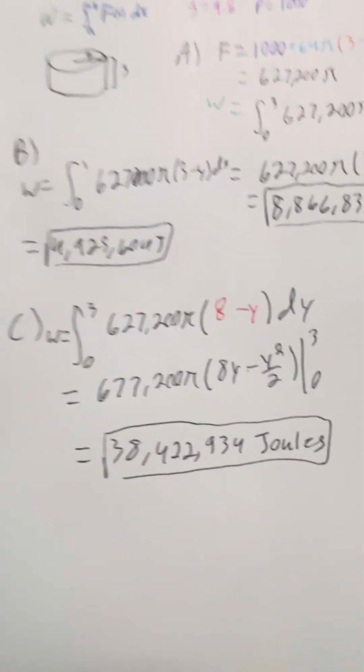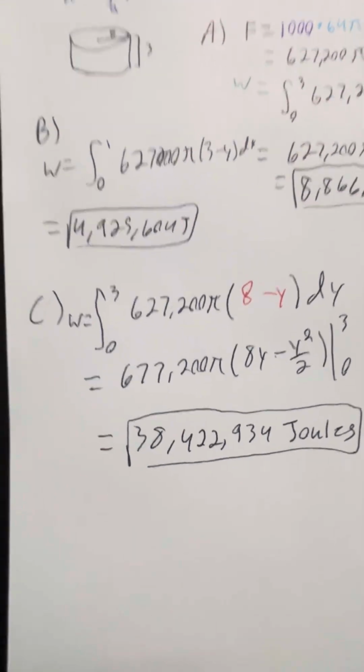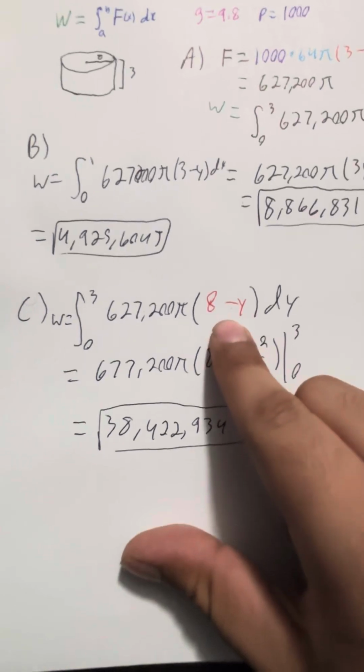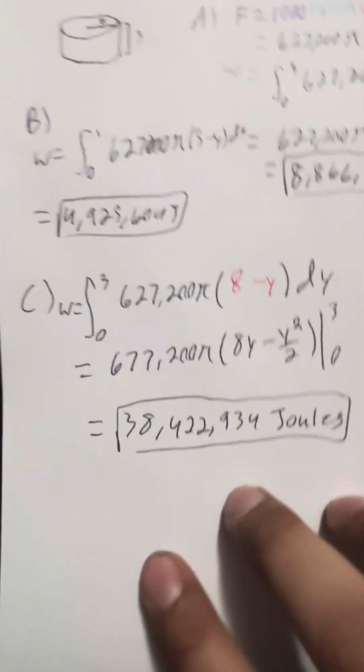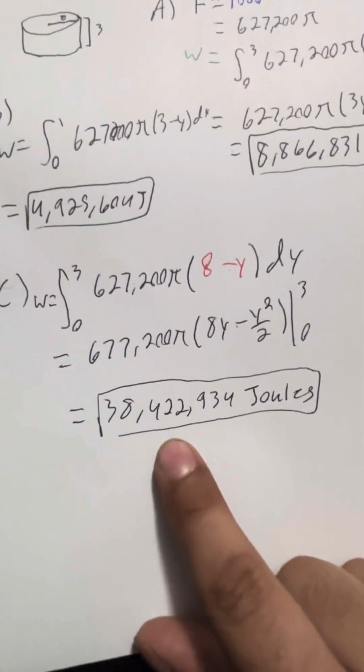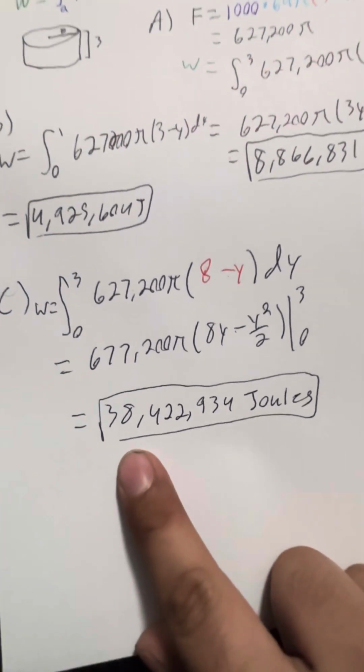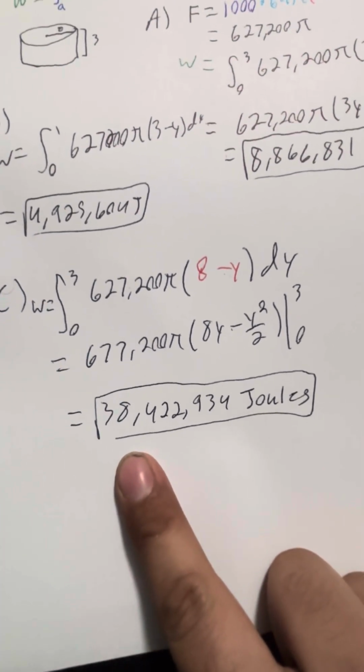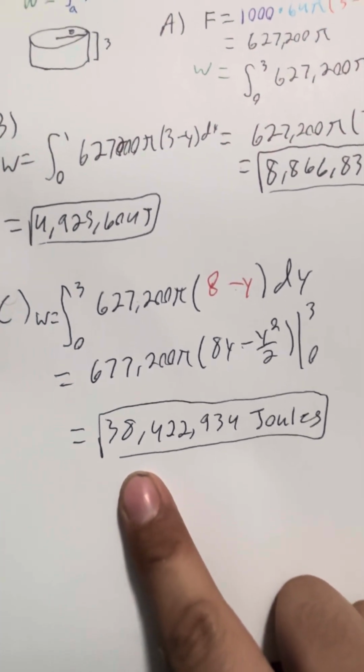And so we're going to empty the pool again, going from 0 to 3. And instead of 3 minus y, I have 8 minus y. Doing this math, I have this very big number in joules. You can also say it is 3.84 times 10 to the power of 7.